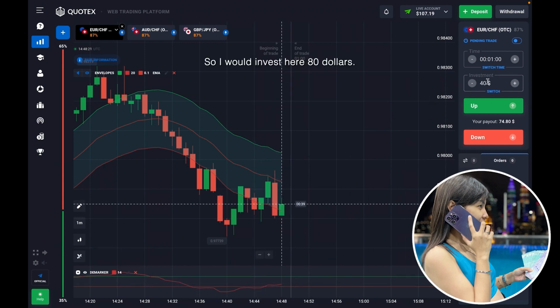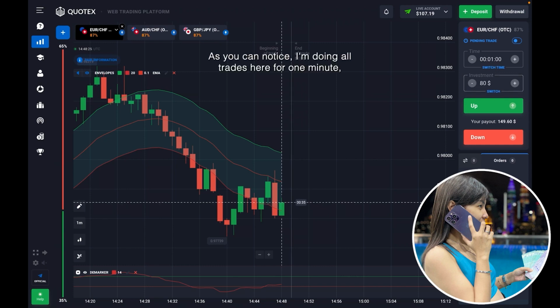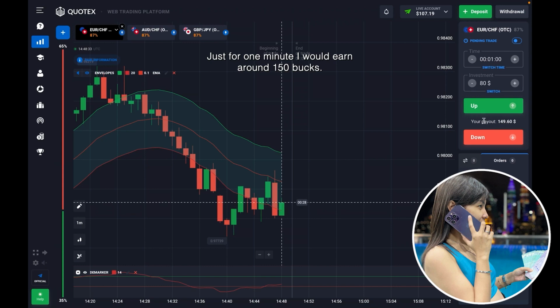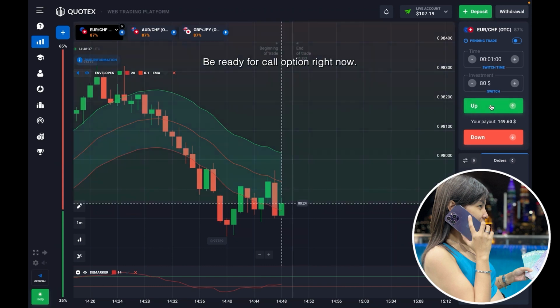So I would invest $80 here, and as you can notice, I'm doing all trades here for 1 minute, and that's the most profitable way for me to make money. Just for 1 minute I would earn around $150. So friends, let's open a trade here. Be ready for call option right now.